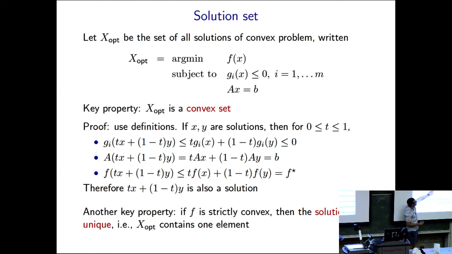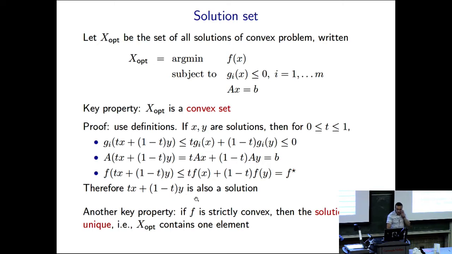And checking the criterion value, we know that, again due to convexity, it's bounded by tf of x plus (1 minus t) f of y. Both of these are equal to f star by assumption, because they're both solutions. And so this whole thing is equal to f star. And if we have a point that achieves a criterion value less than or equal to f star, it actually must be equal to f star, right? Because this is the smallest we can make the criterion value. So we've just shown that this is also a solution.